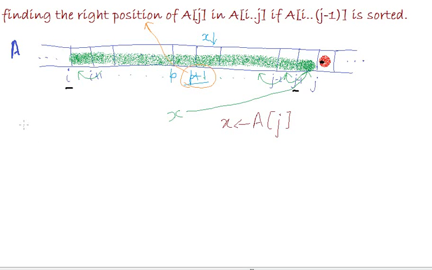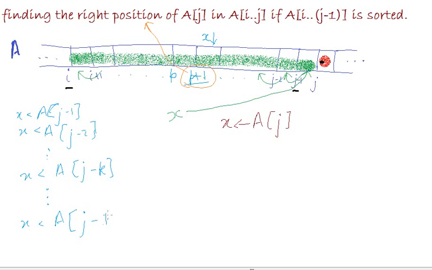So we can write different comparisons like this. Is x less than A[j-1]? Is x less than A[j-2]? And so on. And somewhere in between we will get, is x less than A[j-k]? And at last we will get, is x less than A[j minus that box], which we always take.